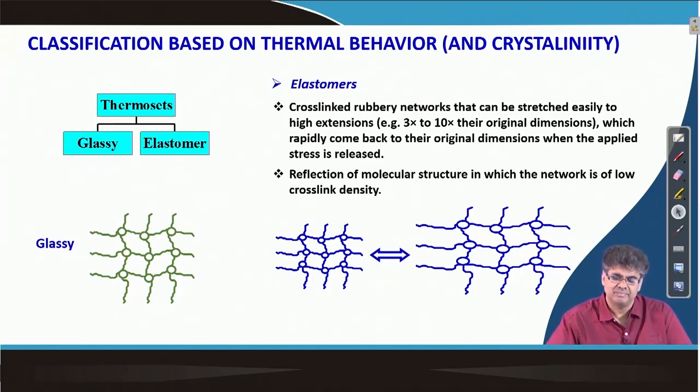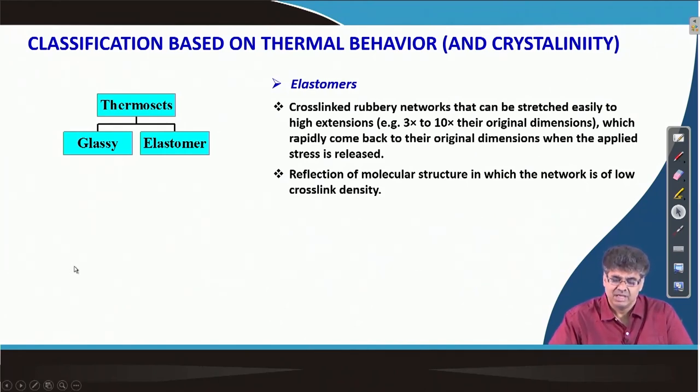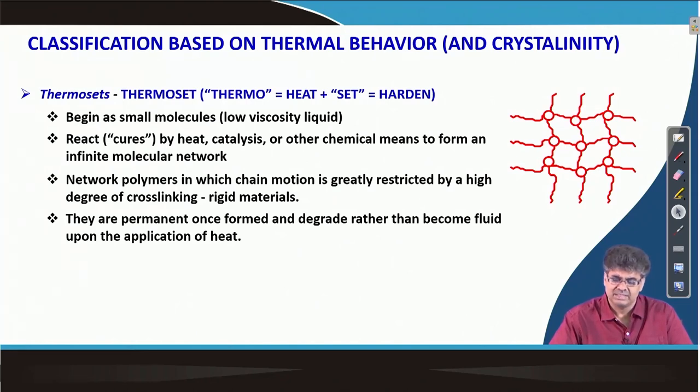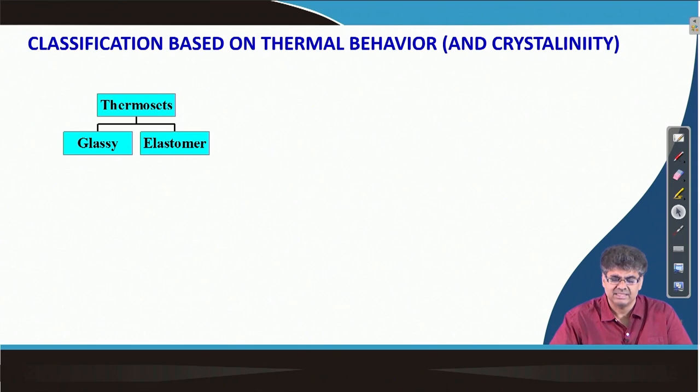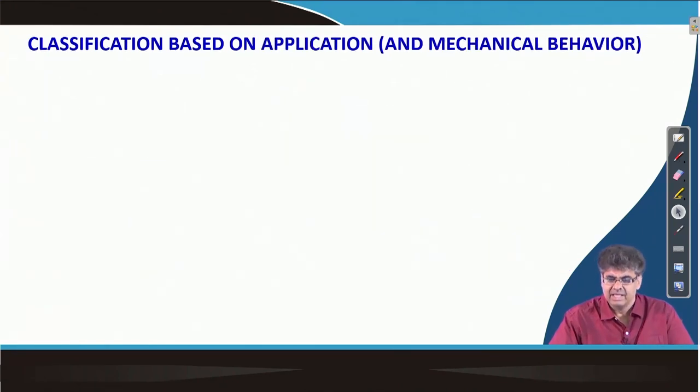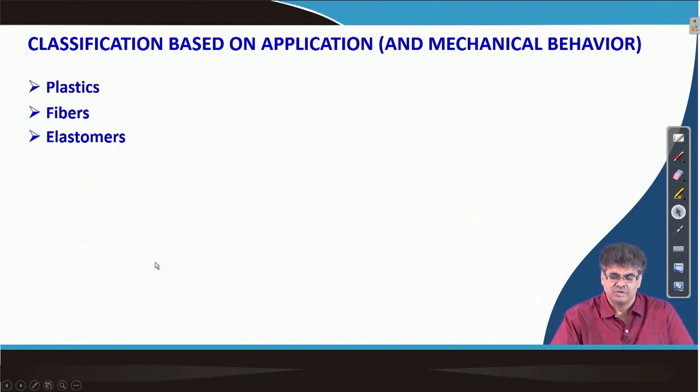So, in terms of thermal behavior, we have two classes of material: thermoplastics, which are again subdivided into two cases, and thermosets, where we have glassy and elastomer type thermosets. Now, we can further do a classification based on application and mechanical behavior, and I will come back to this when we talk about the mechanical behavior of polymer material. So, I will do this quickly.